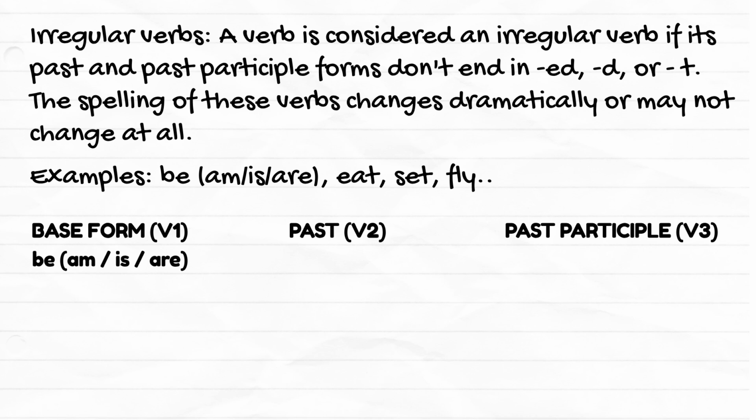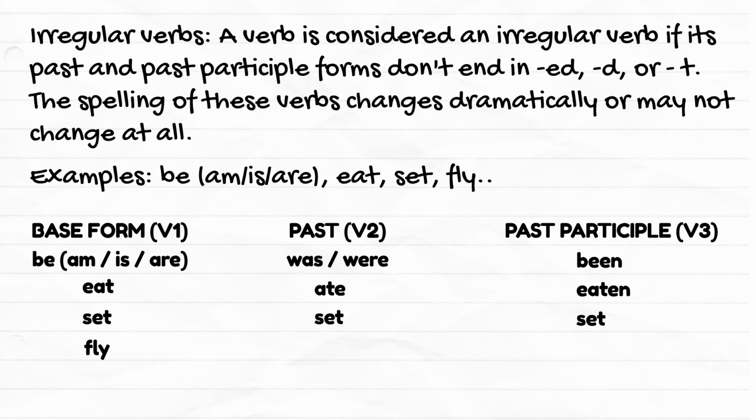Am and is become was, are becomes were, be becomes been in past participle, eat becomes ate and eaten. Set doesn't change at all and stays as set and set. Fly becomes flew and flown.